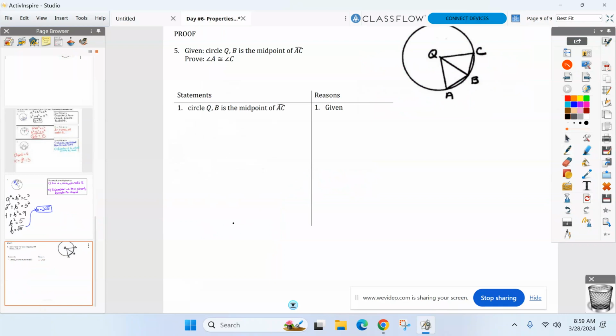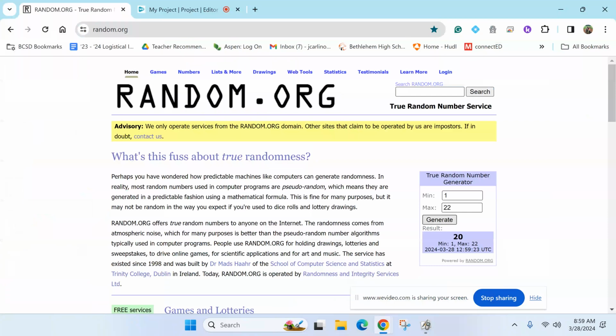Prove angle A congruent to angle C. Notice what I gave you though. B is the midpoint of arc AC. Midpoints work the same way we've been using them all year long. If B is the midpoint of arc AC, what's got to be true then?